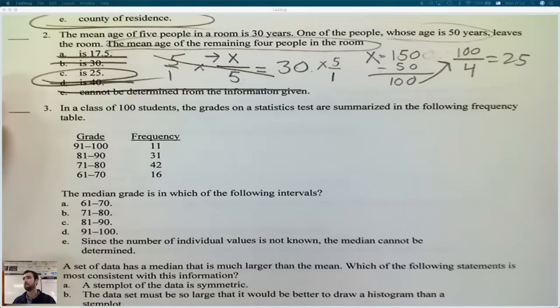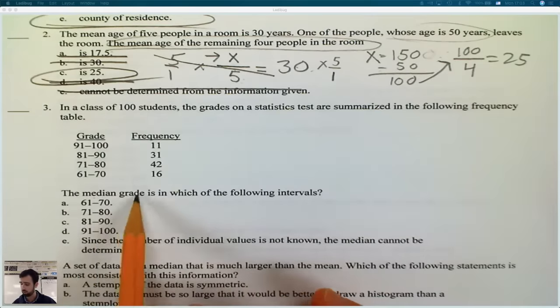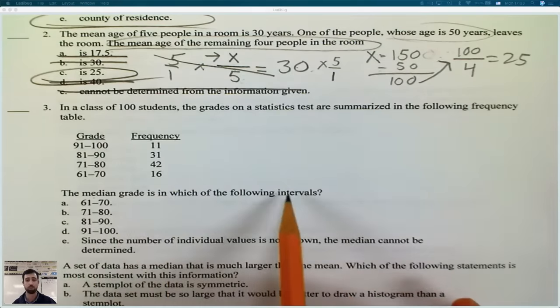Number three. In a class of 100 students, the grades on a statistics exam are summarized in the following frequency table. Okay, frequency table tells you how many fall into that category. The median grade is in which of the following intervals?